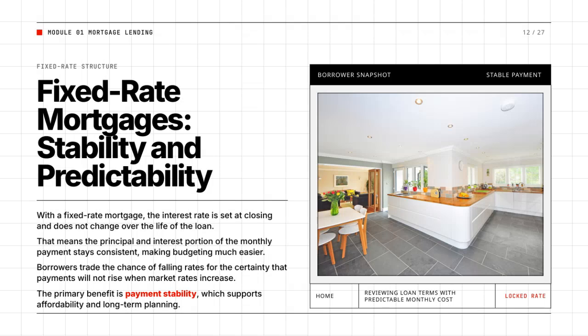Let's talk about fixed rate mortgages, which are all about stability and predictability. With a fixed rate mortgage, the interest rate is locked in at the time you close a loan, and it stays the same throughout the entire term. This means your principal and interest payments remain consistent every month, which makes budgeting much more straightforward. Borrowers choosing a fixed rate mortgage accept that they won't benefit if rates drop, but in return, they gain the peace of mind that their payments won't increase if market rates go up. This certainty is the biggest advantage, supporting both affordability and long-term financial planning.